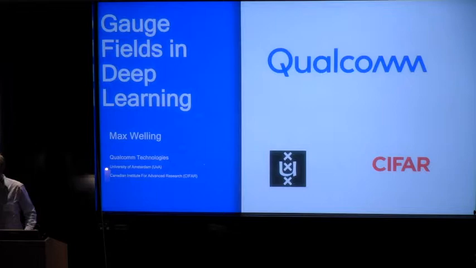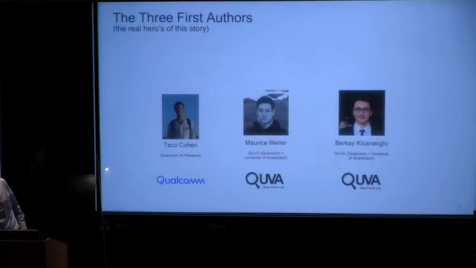Anyway, so this work was mostly done at Qualcomm with the following people. There are actually three first authors on this paper in a permutation invariant order, which is actually quite hard. You have to put them in some order, but it's really a linear combination of all the permutations of Rizzi's representation there. So it's Taco Cohen, Maurice Weiler, and Berkay Kicanaoglu. Taco is now at Qualcomm, and the other two are in QUVA Lab, which is a lab sponsored by Qualcomm.